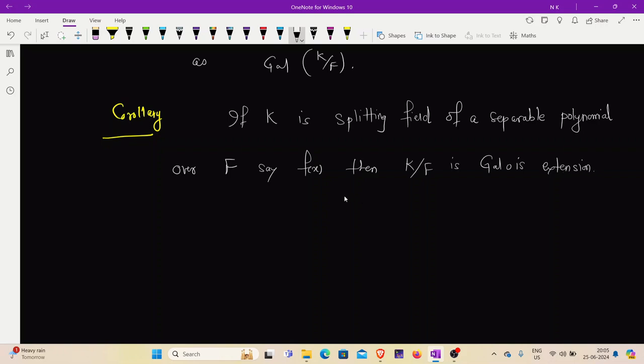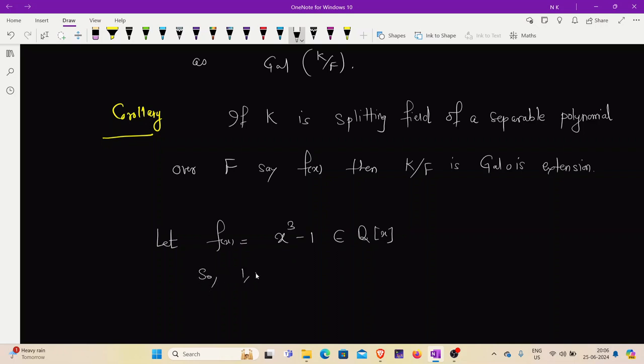Now let us support this corollary with an example. So I will take one example. Let f of x equal to, say, x cube minus 1, belonging to Q[x]. Now we will find out the roots of this polynomial. So the roots will be simply the cube roots of unity.